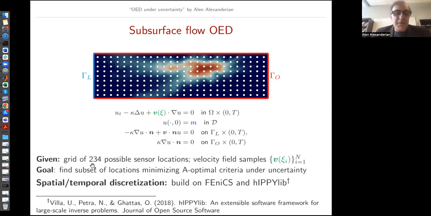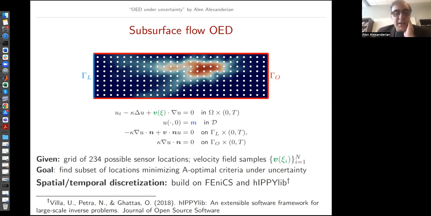The setup of the problem: we have a grid of 234 possible sensor locations, and we have some velocity field samples. Actually, I don't remember. I think N was maybe 100, but we can look. The goal is to find the subset of locations minimizing the optimal criterion under uncertainty. So we want to minimize the expected value of the trace of the posterior covariance.